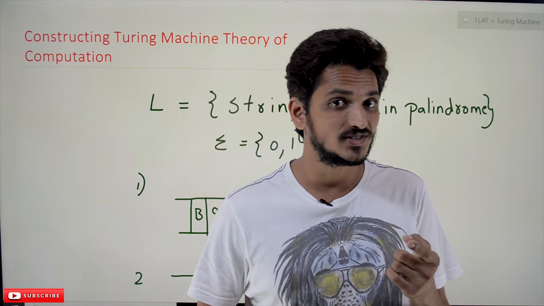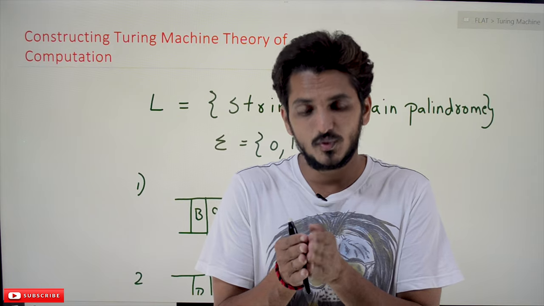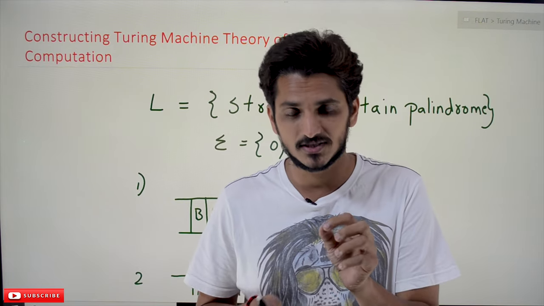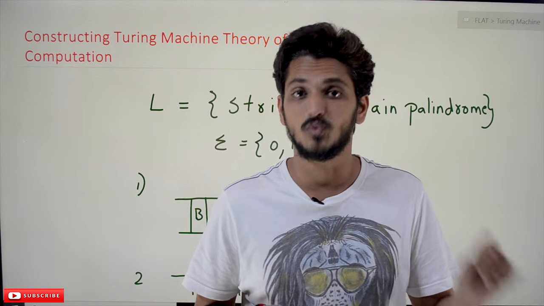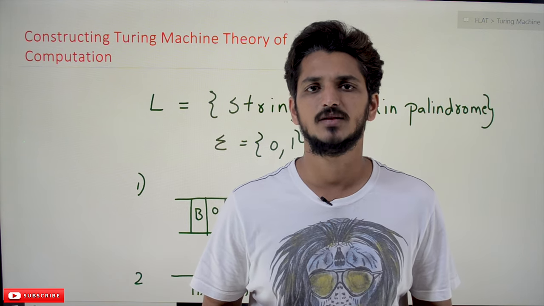And you need to understand what components are present in the Turing machine, and how it moves one step left and right. All these discussions were made in our last class. Please watch that class and come back here. The link for the playlist is provided in the description below.